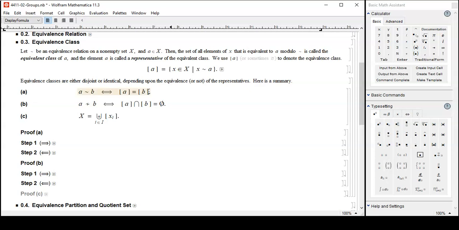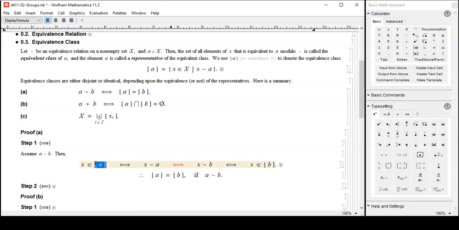Let's consider the first case. Assume A and B are related, and we have to prove these two sets are the same. What do you mean by that? Two sets are the same. Elements here are elements there, and vice versa. So elements of A, if and only if elements of B. That's what you have to prove.